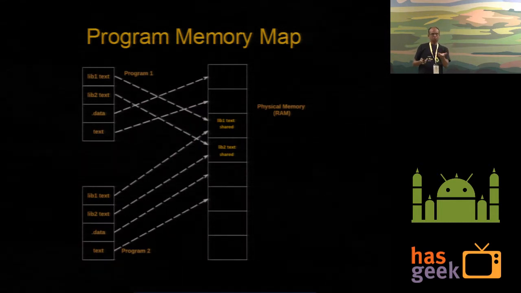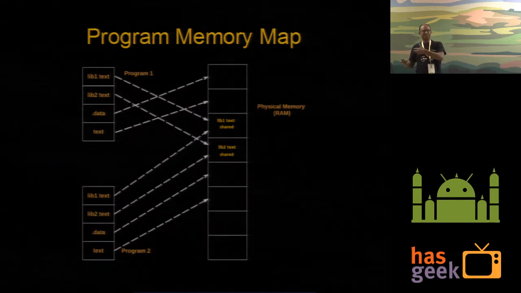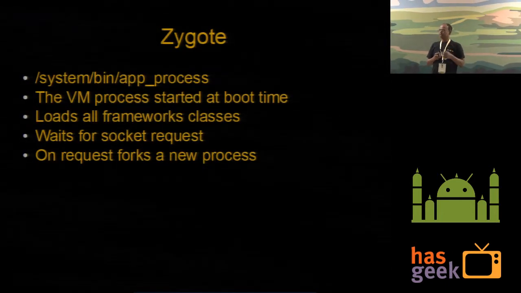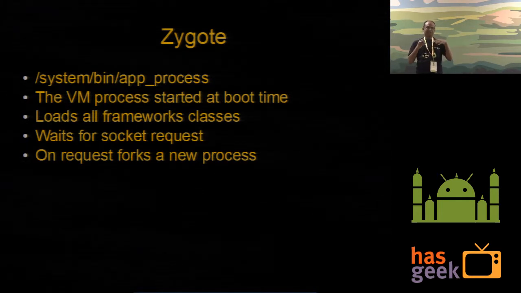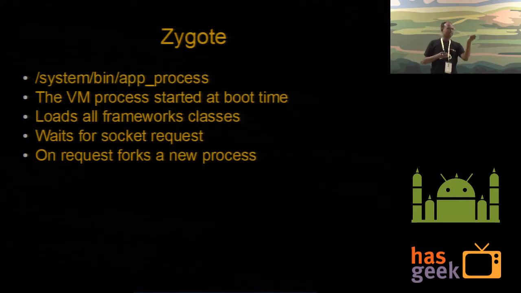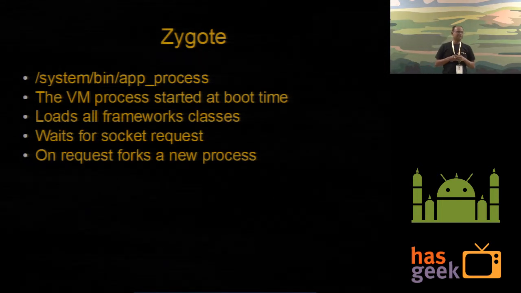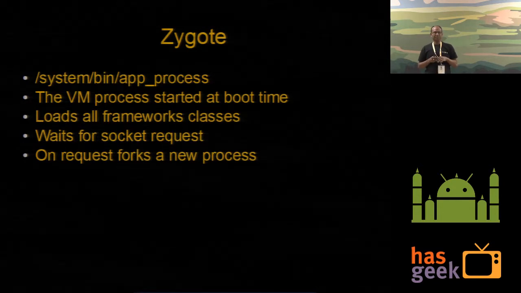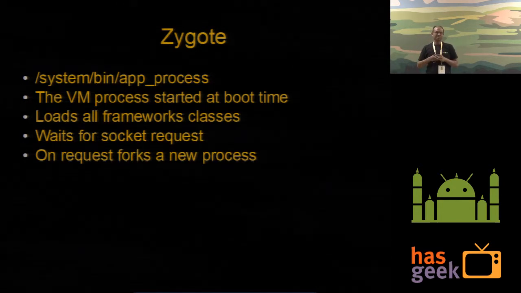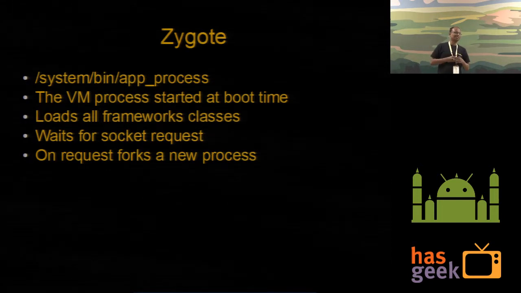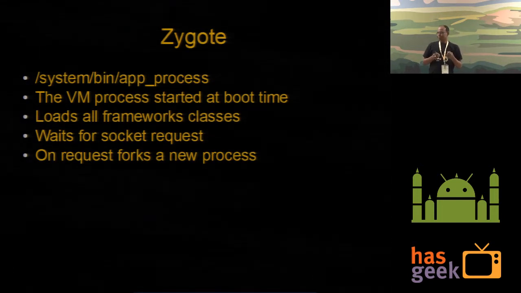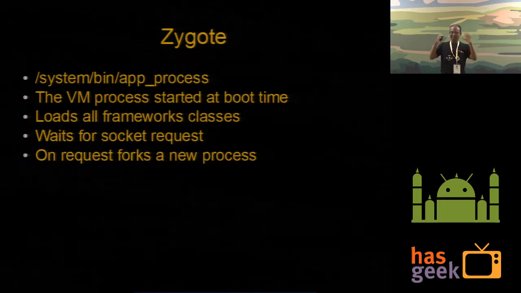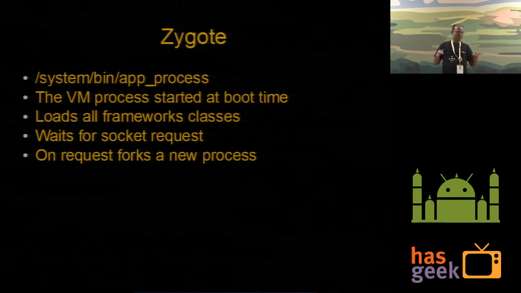Android has tried to solve this problem using this way of DEX, as well as other things that I'm going to go ahead and cover. One of them is the Zygote. Zygote is a process that gets created when the device boots up. If you look at it on your Android devices, /system/bin/app_process is the one that really starts the Zygote. It comes up during the boot process, loads all the framework classes and everything, and just waits for a socket request.